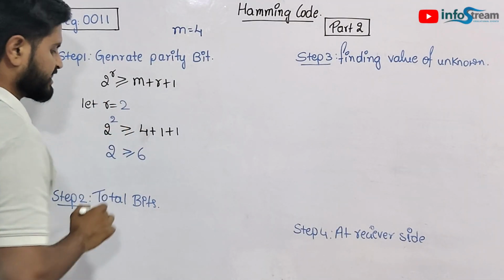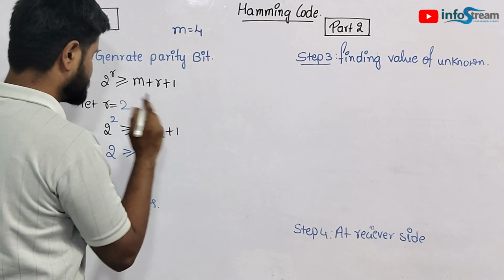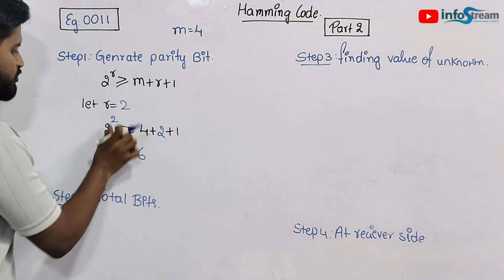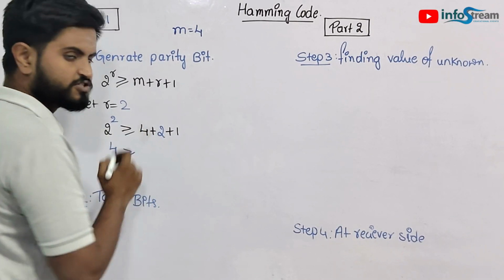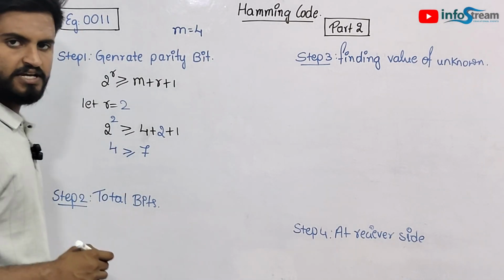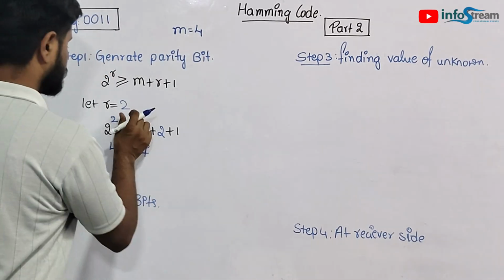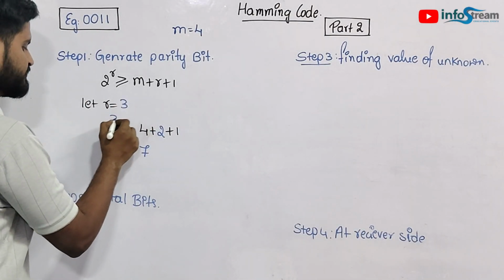2 power 2 greater than or equal to m plus r plus 1, where r is 2. So now let's check. 2 power 2 is 4, greater than or equal to 4 plus 2 is 6, 6 plus 1 will be 7. Is 4 greater than or equal to 7? No. So let's move on and change the value of r from 2 to 3.